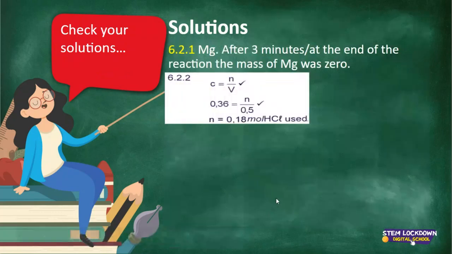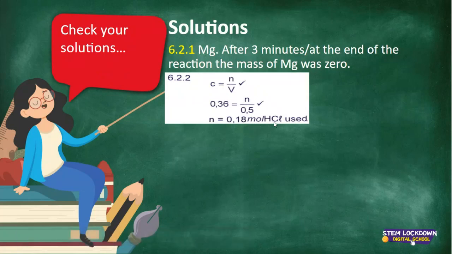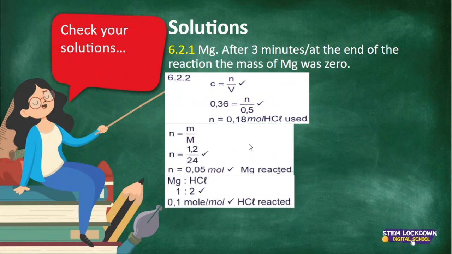Right, let's continue. So we've got the number of moles of hydrochloric acid that was used, and now we want to know the number of moles that did not react. So the second thing is to look at the number of moles of magnesium that reacted.